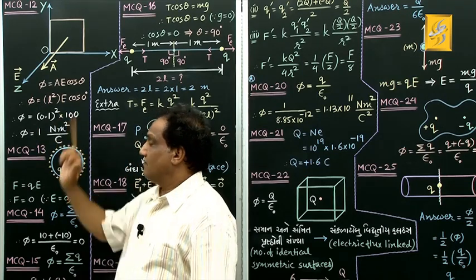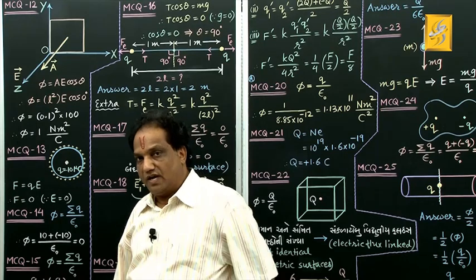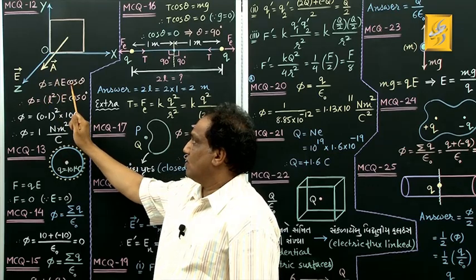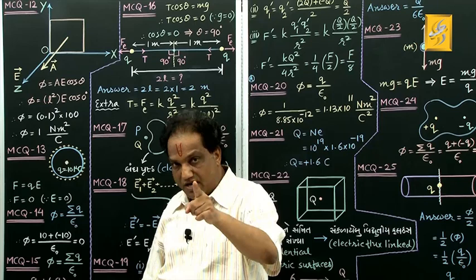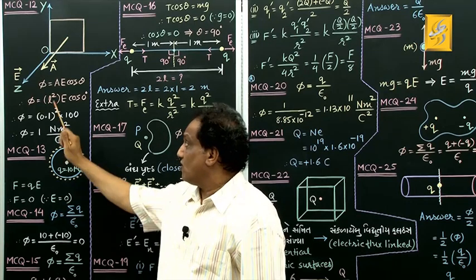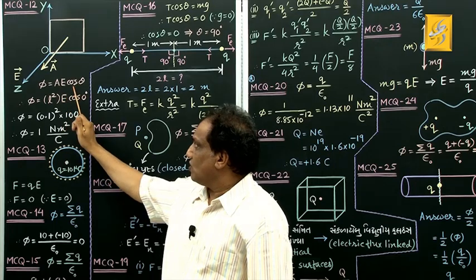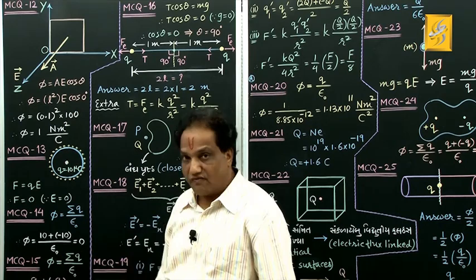For any plane surface kept in a uniform electric field, how would you find the electric flux? By the formula phi equals A E cos theta. Correct? What is A? The given area. For a square, it is the square of the side length, that is L squared, into E as it is, cos theta. What is theta? The angle between the area vector and the electric field.